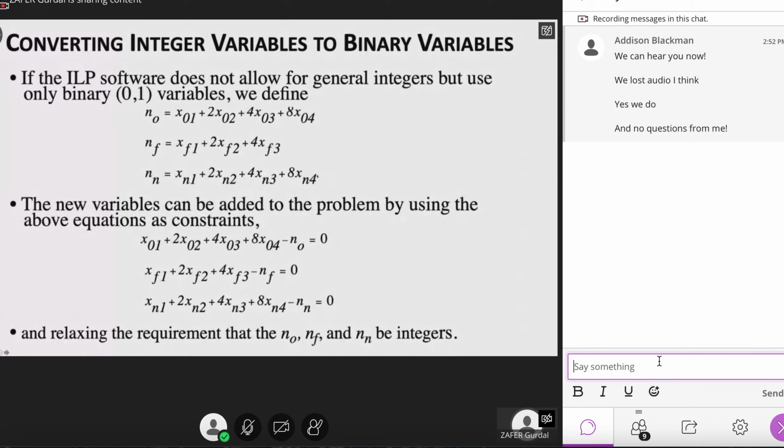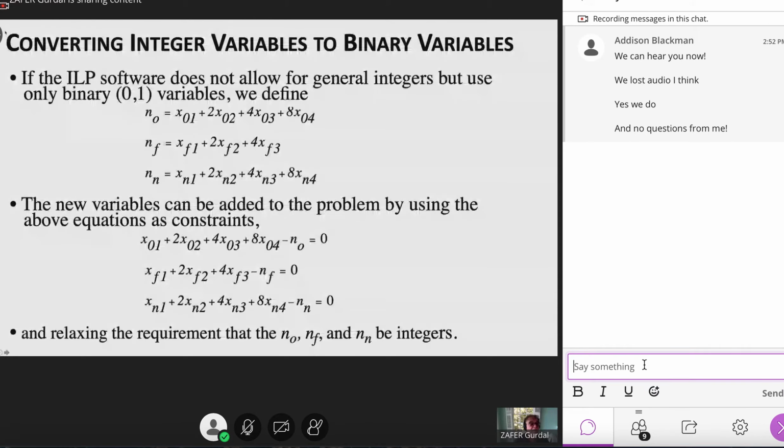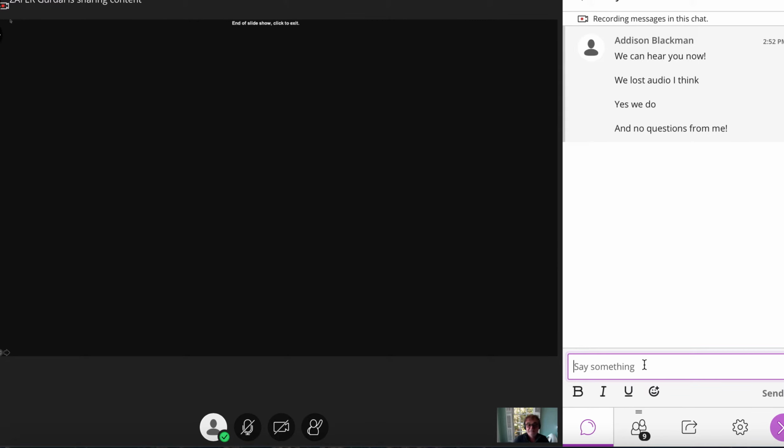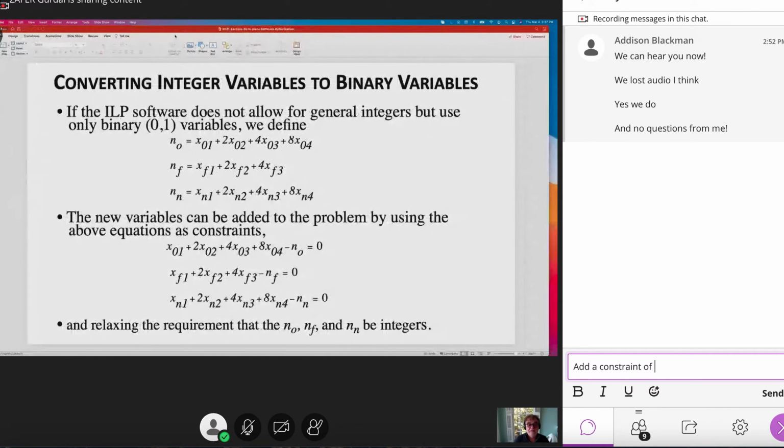Oh, I lost all the markings. Where are my markings? I lost all the markings.